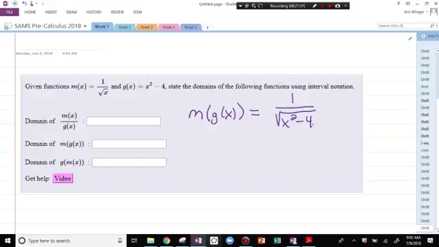So this is a topic we're going to talk about later, but I guess we're going to present it now. I need to make sure that this thing's okay, so I need the domain of this. So we need x squared minus 4 greater than 0.